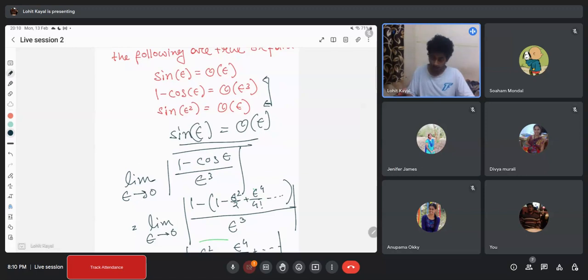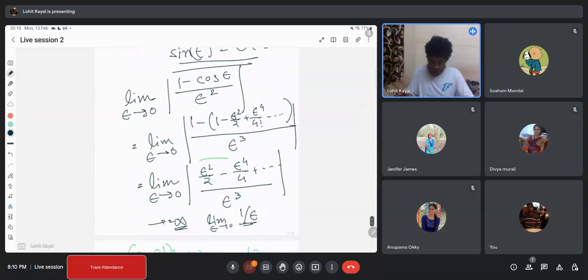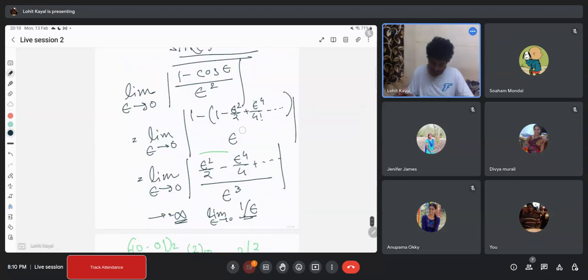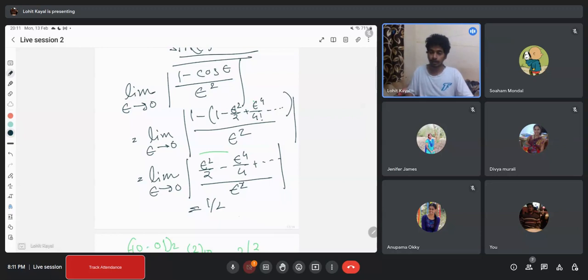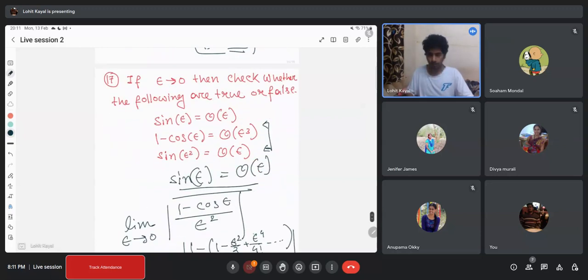Now so then what will be the correct answer? Instead of epsilon cube, if you just write epsilon square, then you see that this answer will be 1 by 2, and this is a finite number. Okay, so 1 minus cos epsilon will be of order epsilon square.